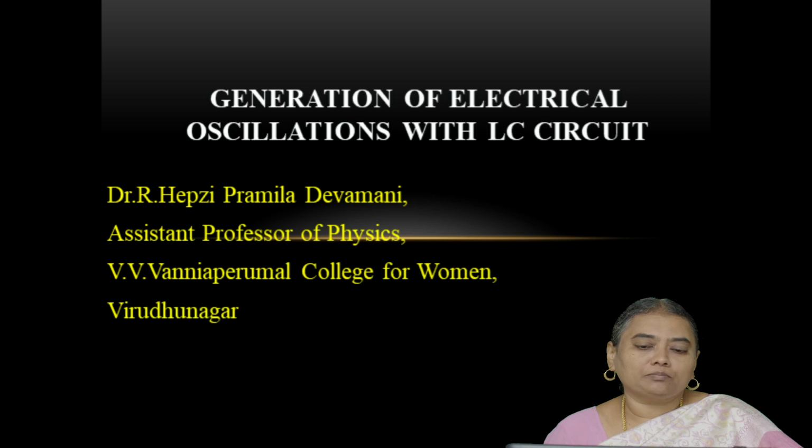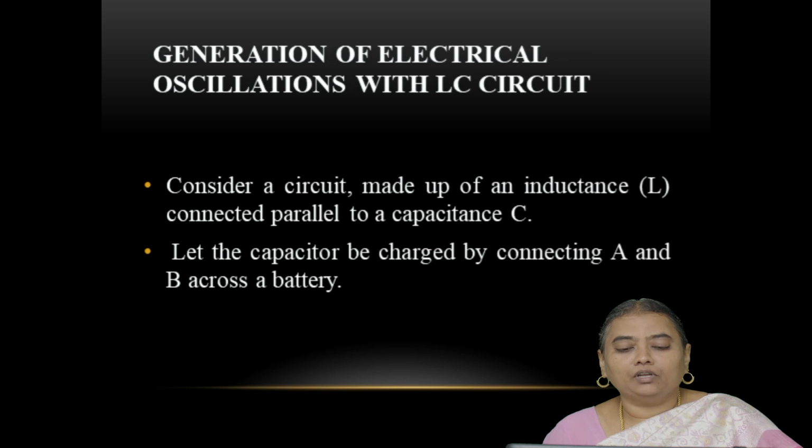Now I am going to explain the topic Generation of Electrical Oscillations with LC Circuits. We are going to see a circuit which is made up of an inductance L connected parallel to a capacitance C. Let the capacitor be charged by connecting A and B across a battery.